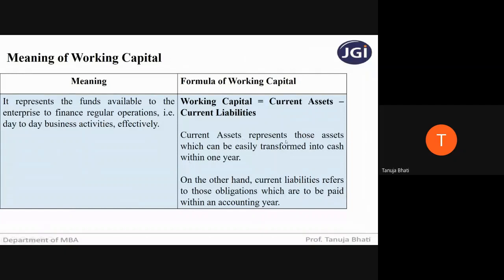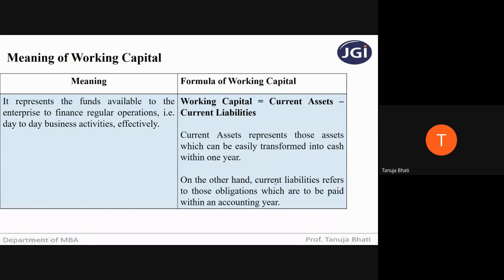Current assets represents those assets which can be easily transformed into cash within 1 year. So again, it is short term. That is, whatever assets can be easily transformed into cash within 1 year, like your bills receivable, debtors. Usually, you have a credit period of only three months. Whenever you go to a shop, you buy any goods on credit, they give you a credit period of only 3 months. So that becomes your current assets. So it is for a very short period of time, that is for a period of 1 year.